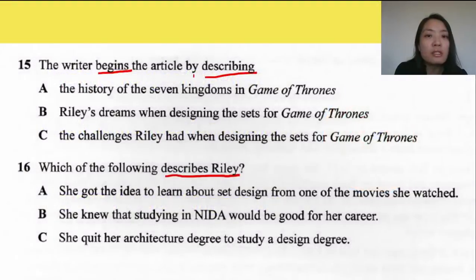So the writer begins the article. After you have read through the article and know what the article is about, then you go to the section of the question where it asks you. So here it wants to know how Riley begins. Before you actually go back to the text, read through each of the options first to see which part of the text matches each option. So it says here in the first option A, something about the history of 7 kingdoms. So we find out, does the first part of the article talk about history, or is it talking about her dreams when she was designing the set?